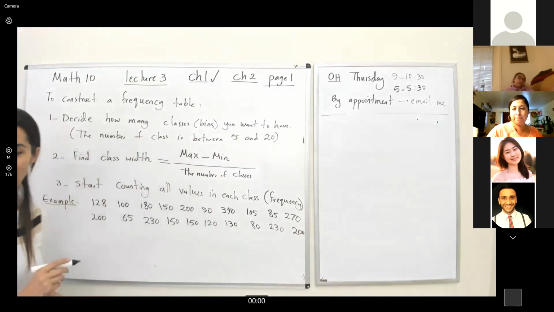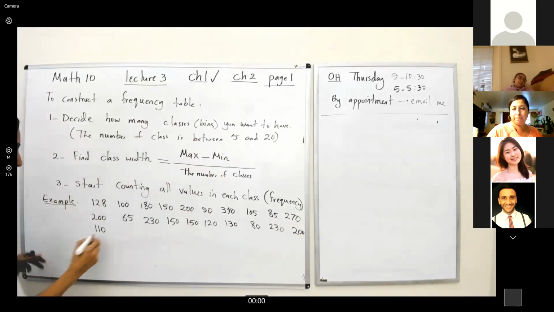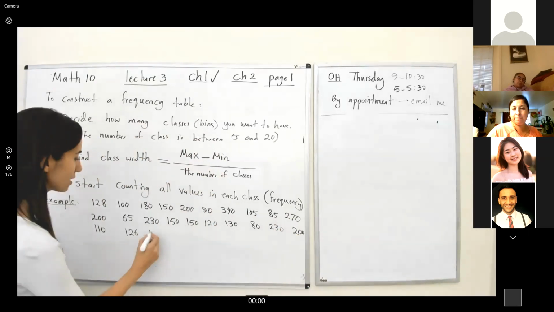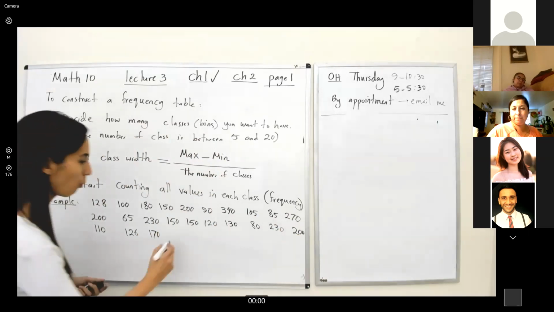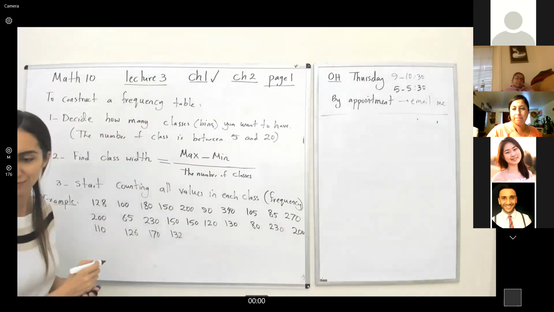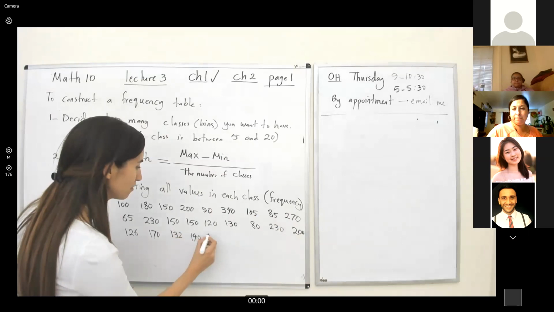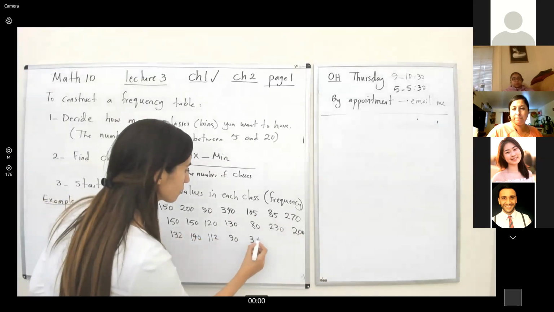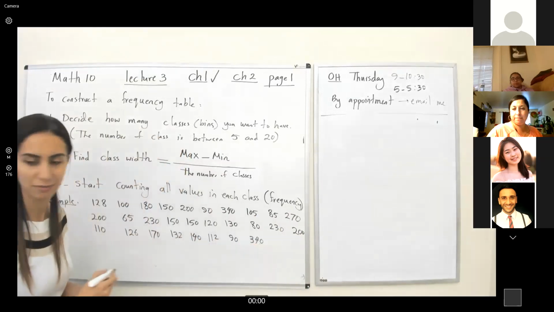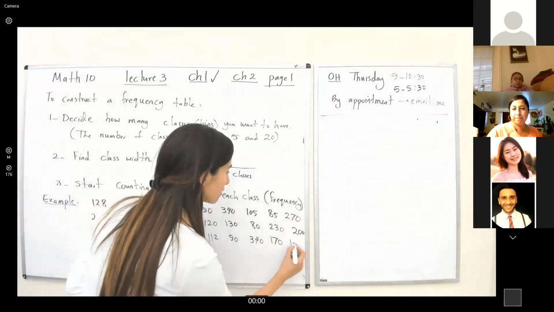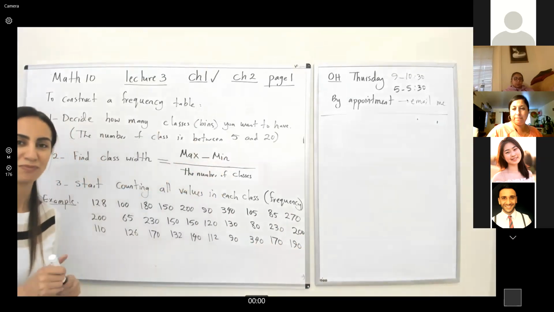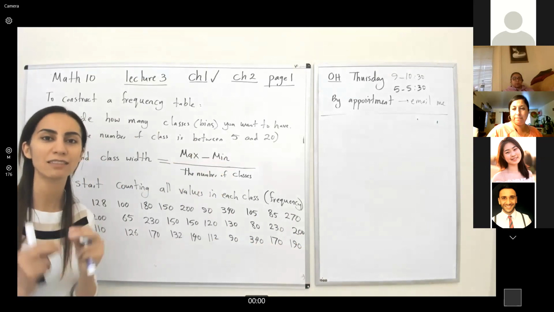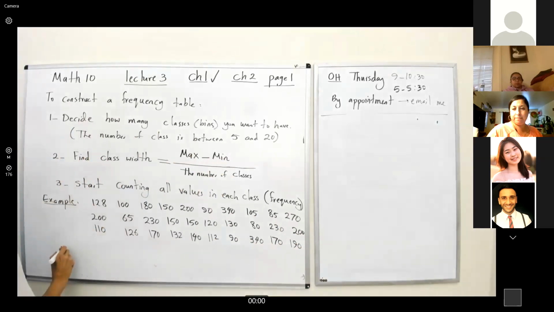My last row has these numbers: 110, 126, 170, 132, 140, 112, 90, 340, 170, and 190.